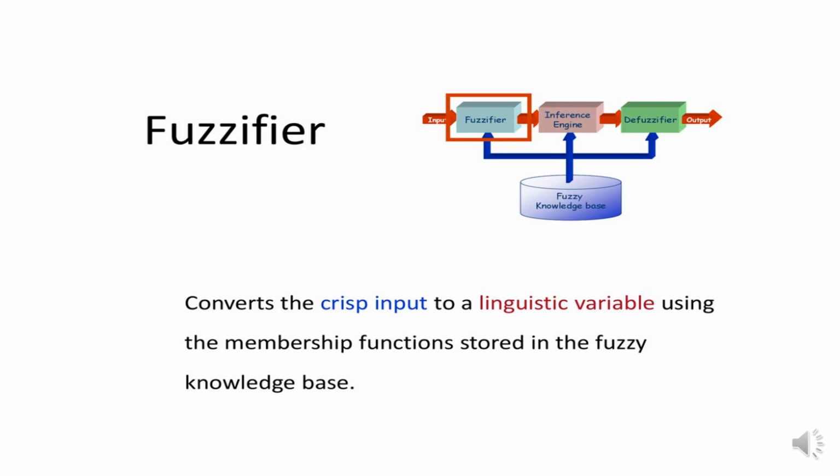An inference engine is used in between the falsifier and the defalsifier. In the fuzzy knowledge base, we input whatever if-then rules we have, and finally the output.